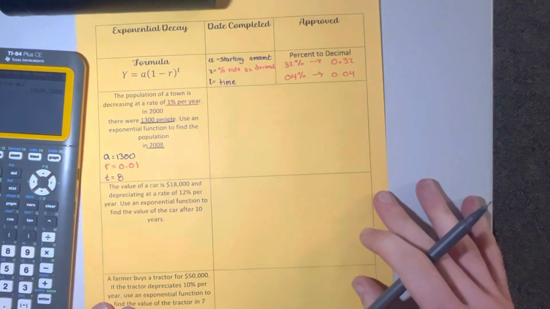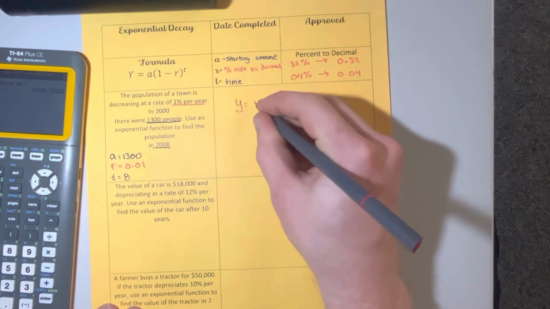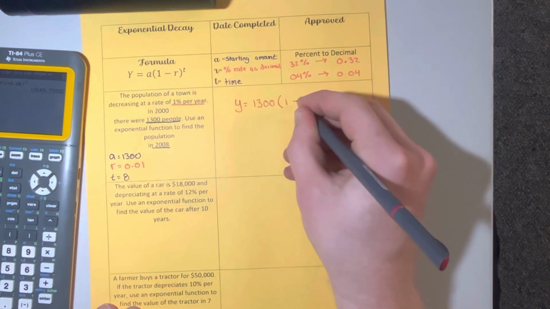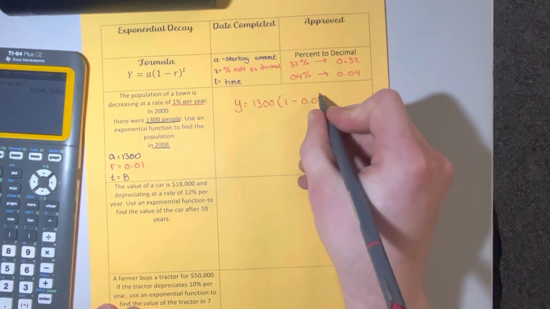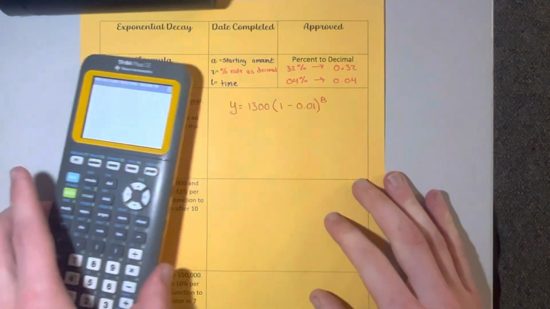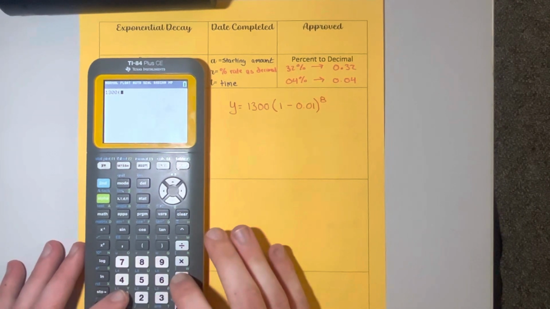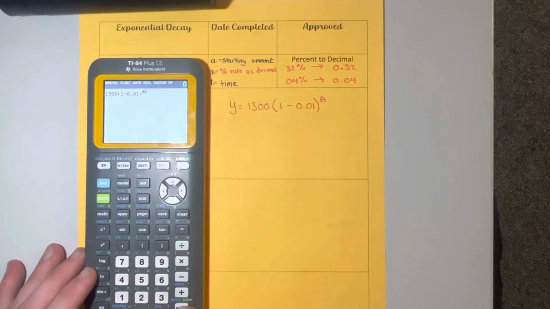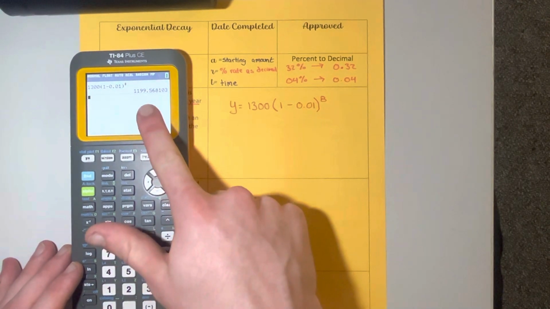We've got our 3 pieces we need. We can set up the equation now. Y equals 1,300, parentheses, 1 minus, remember it's decay, so we're subtracting, 0.01 to the 8th. Calculator, 1,300, parentheses, 1 minus 0.01, close your parentheses, and raise it to the power of 8. You can see our answer, 1,199.